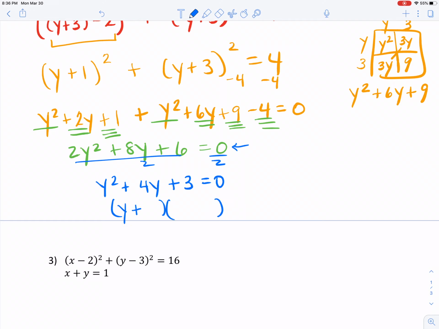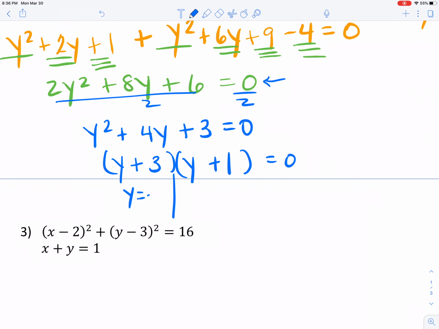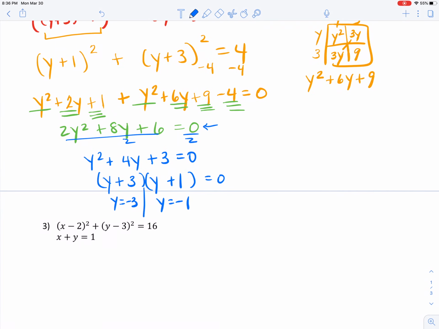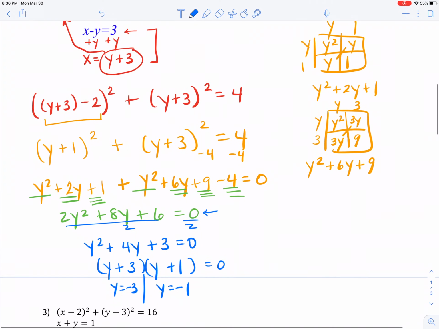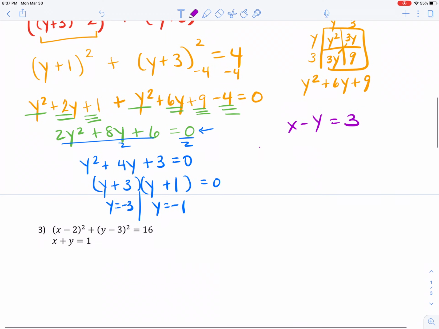I get y plus 3 and y plus 1 equal to 0. So if I continue down with that, I get that y equals negative 3 and y equals negative 1. So now I have to replace both of those into the linear equation. So let's go back. X minus y equals 3. So x minus y equals 3. I'm going to replace the y first with the negative 3, my first solution here.